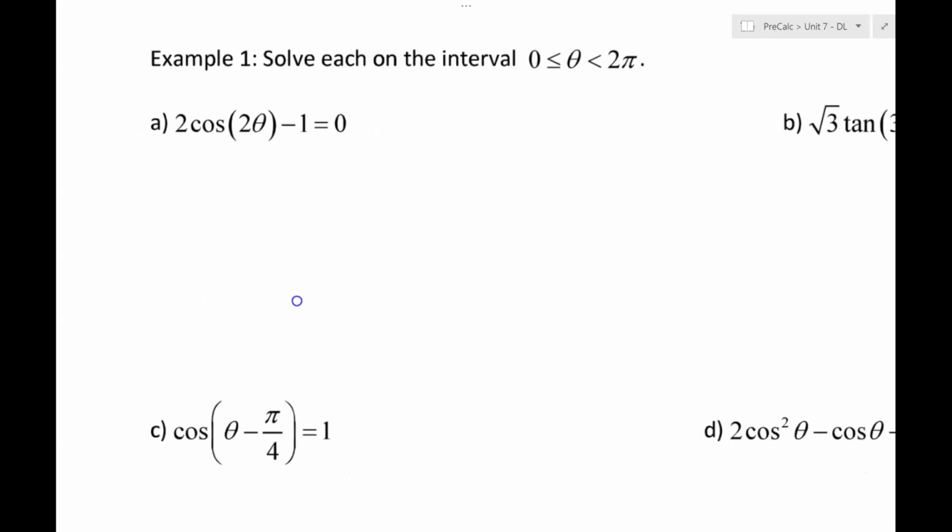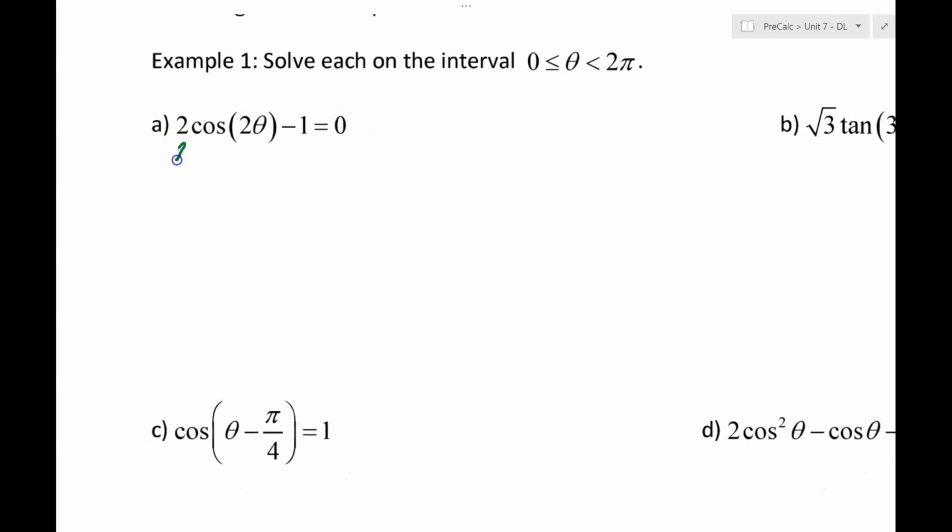Solving for cosine. Right away, I'm going to start isolating because I'm solving for theta. So I'm going to add 1 to both sides. Divide by 2. So the cosine of 2 theta is equal to 1/2. Well, inside 2 theta, that means that I am shrinking my period of the cosine function. We'll deal with that in a second.